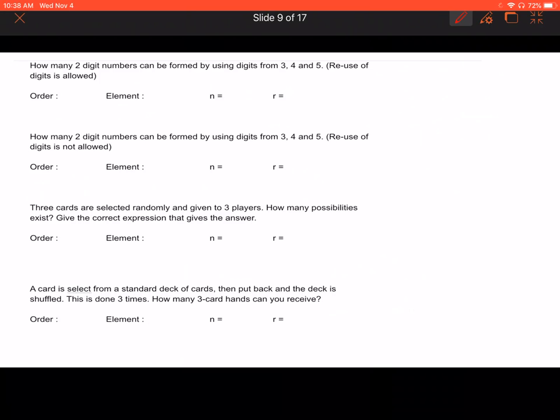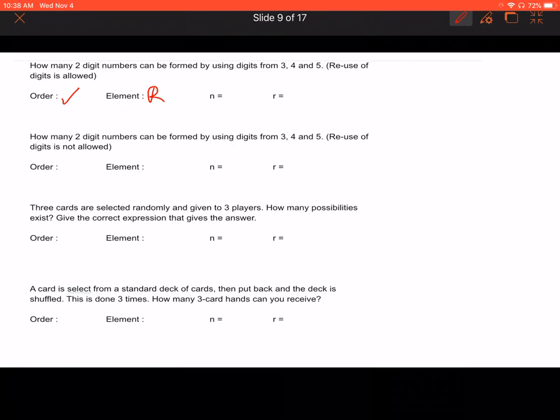The first one: how many two-digit numbers can be formed by using digits from 3, 4 and 5? Reuse of digits is allowed. So clearly it shows that order matters in this sum, and reuse of digits is allowed, so the digits are going to be repeated.